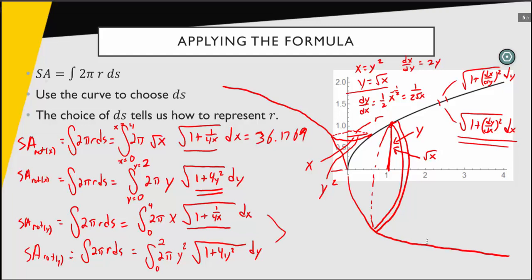So now you've seen really all the variations of surface area. I can rotate about either axis and put either of them in terms of either variable. And so now it takes the practice of knowing how to represent each and not to get them confused.